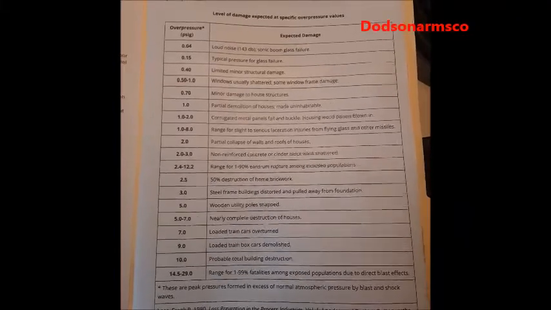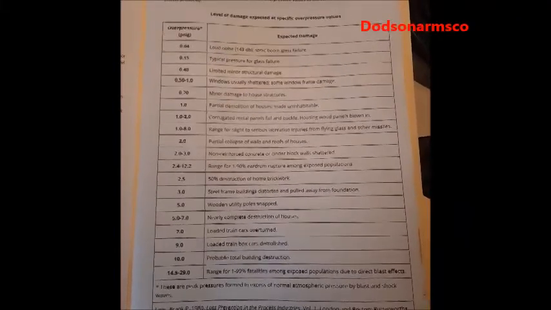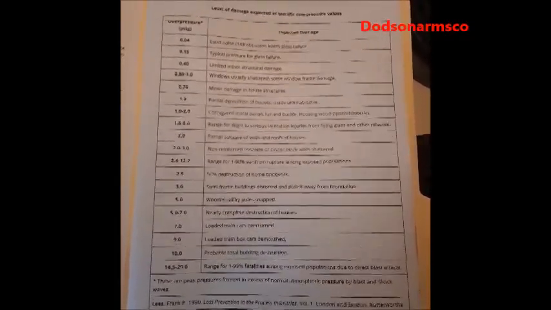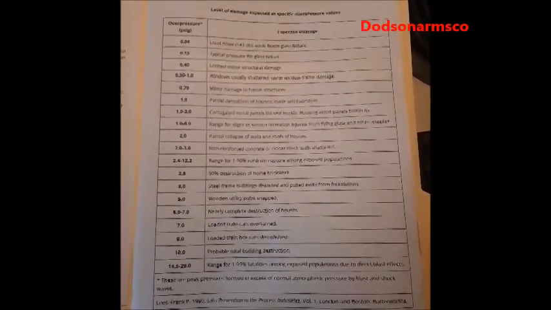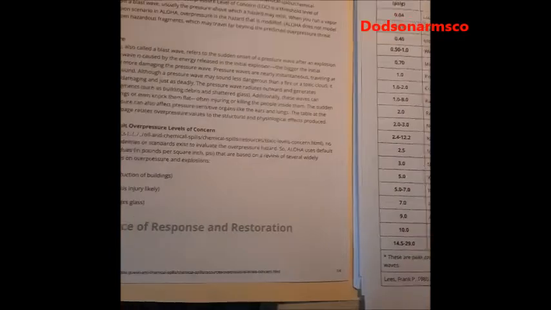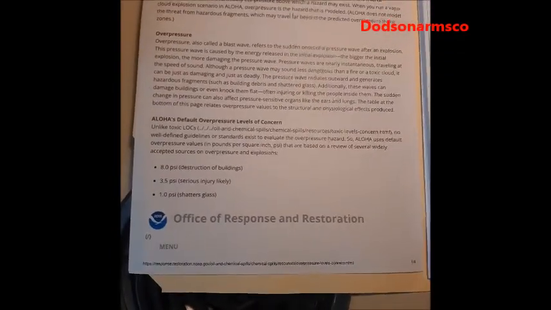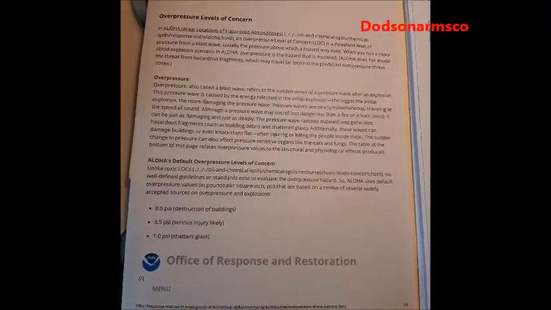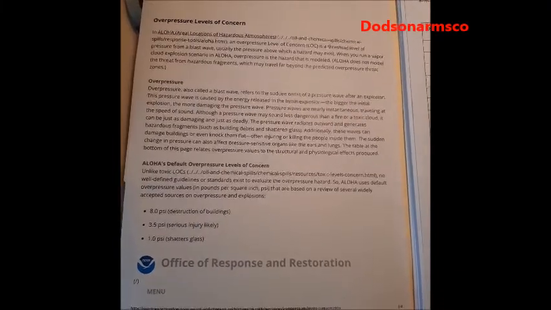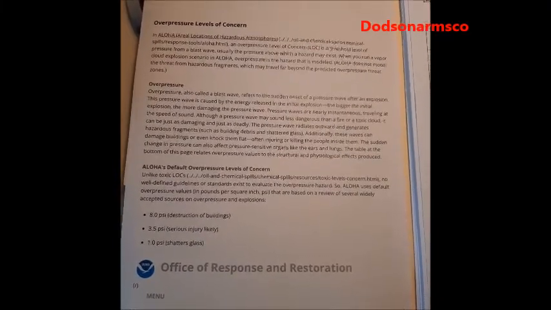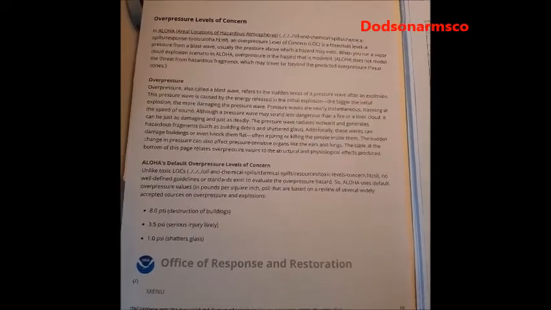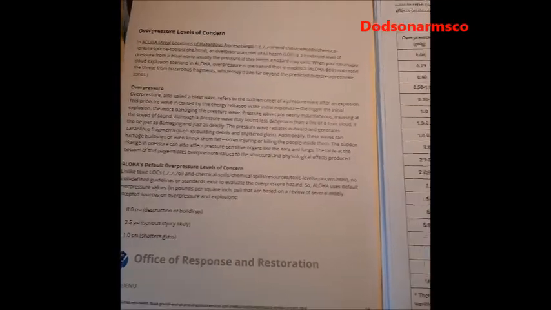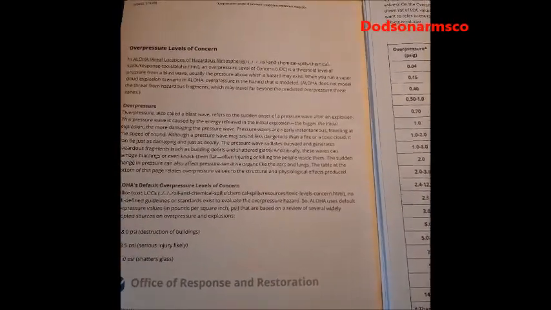So today what we're going to do is fill in some of the gaps in the blast pressure data from FEMA's Attack Environment Manual. So what I did is I went over to NOAA, and NOAA has an Office of Response and Restoration. You can find that on the internet, and they have a lot of data on blast overpressure. And what they do is they discuss blast overpressure from hazardous materials and from different kinds of disasters. And they have a lot of good information that you can utilize.